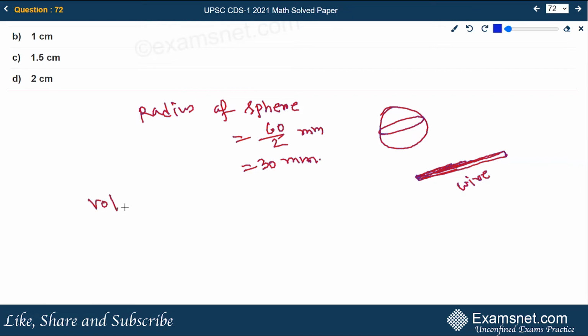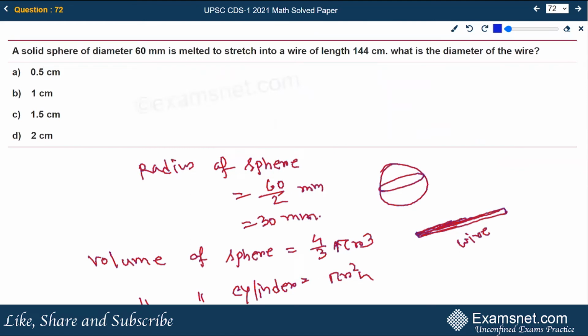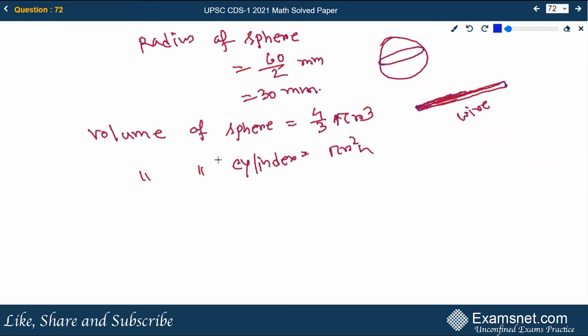Next, what is the volume of the sphere? The formula is 4/3 pi R cube, and since the wire is of cylindrical shape, the volume of the cylinder is pi R square H. Now when the sphere is melted and recast into a cylindrical wire, that means the volume of the sphere is equal to the volume of the cylinder, correct? So the volume of the sphere equals the volume of the wire. So let's find it here.